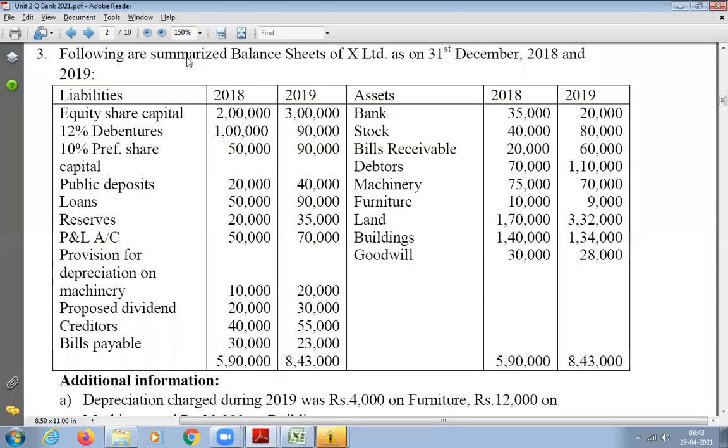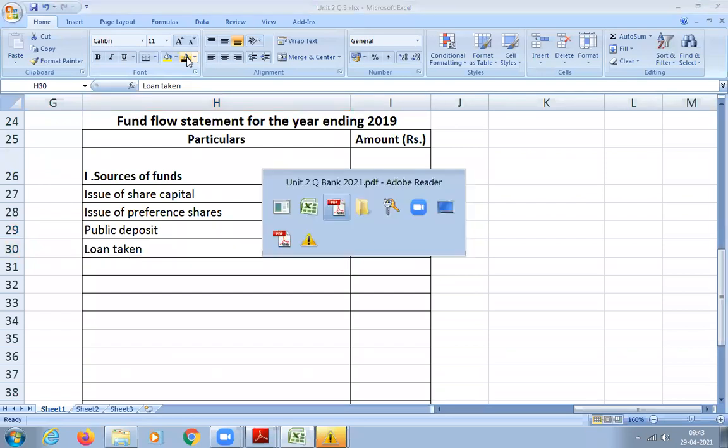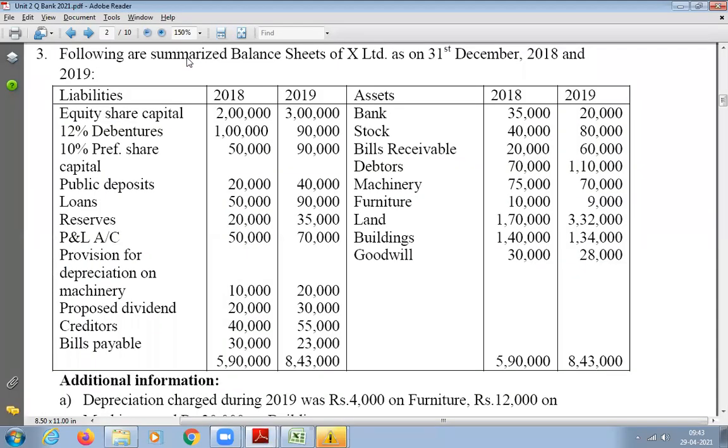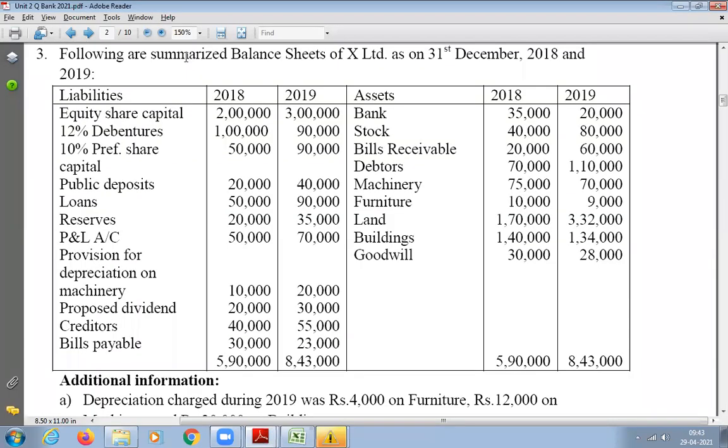Next, loans. Loan has also increased. That means they have borrowed more loan again. They've taken loan. How much? 40,000, again 40,000. Clear, students? Are you getting it? Next. What about the next thing? Reserve will not come. Is there any other place where the source is coming, wherever the fund is coming in?